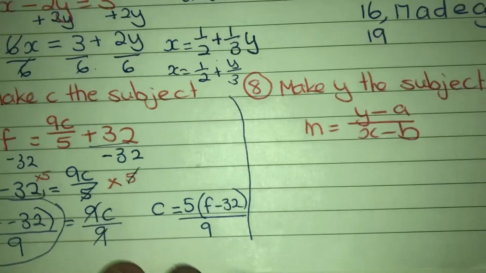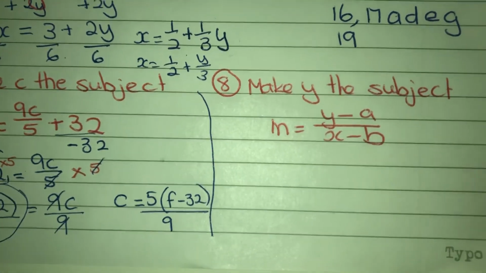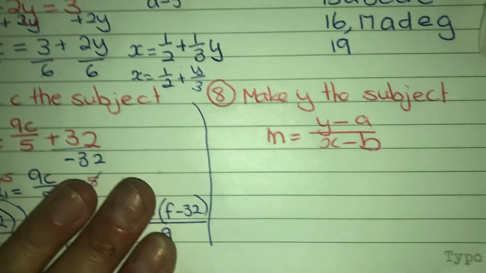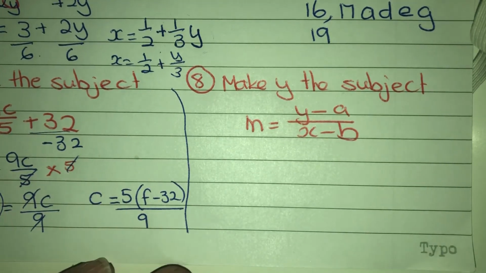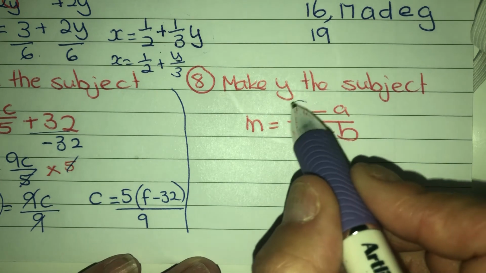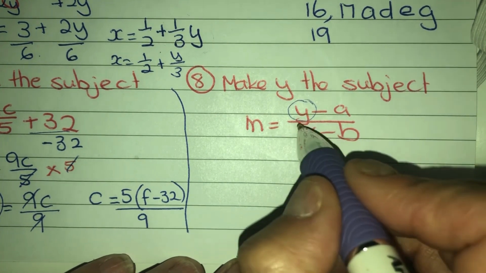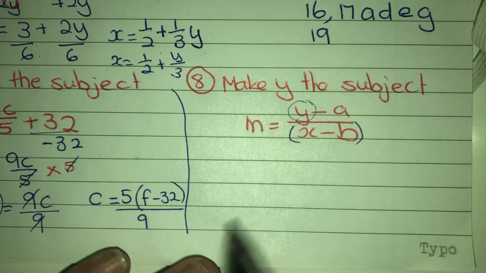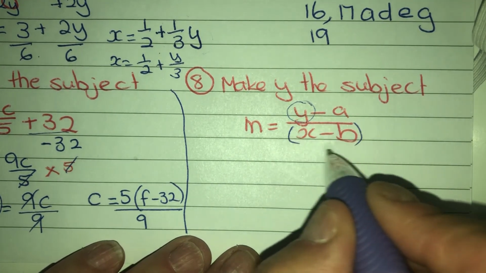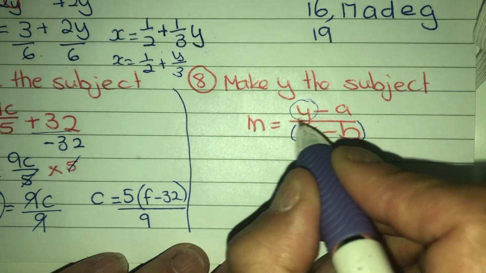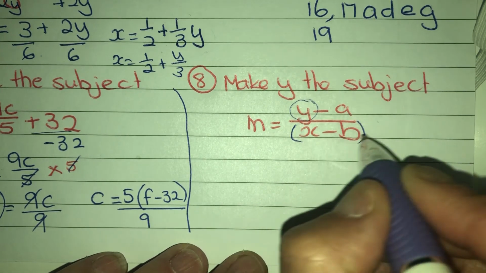Let's see if I can move this. Sorry. All right, make y the subject. All right, here's y. This is a tricky one. We can get rid of everything on the bottom if we put that bracket in. That might help you. So how do we get rid of x minus b? This is divided by x minus b.